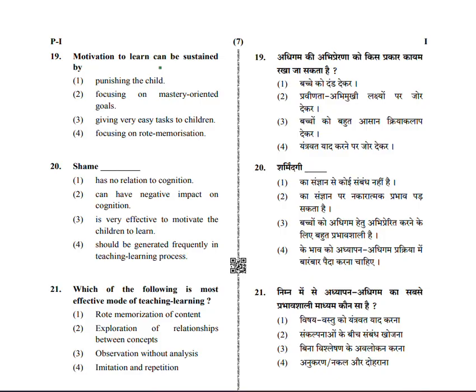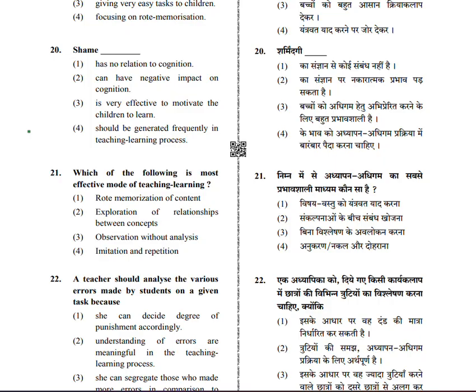Motivation to learn can be sustained by punishing a child? No. Focusing on mastery oriented goals, giving very easy tasks to children, or focusing on rote memorization? Motivation to learn can be sustained by the second option, focusing on mastery oriented goals, which encourage deep learning and a desire to understand the subject for its own sake. Punishing a child, giving very easy tasks, or focusing on rote memorization are less effective and counterproductive methods. So the second option is the right one. Next question.